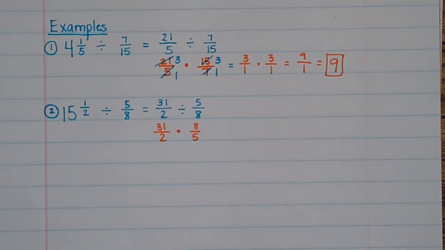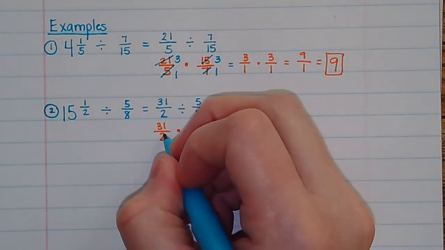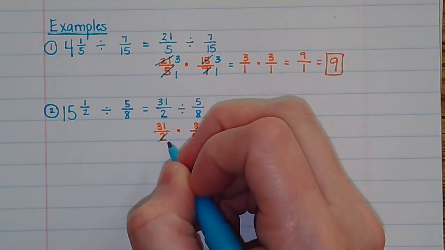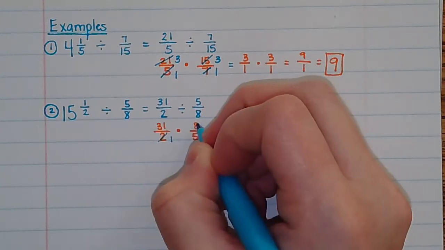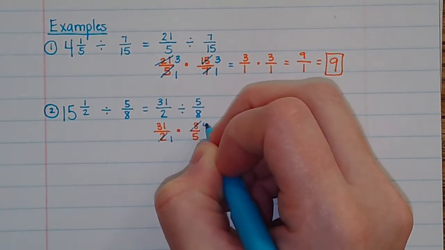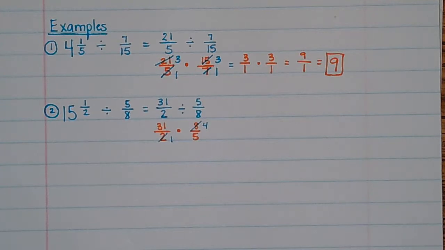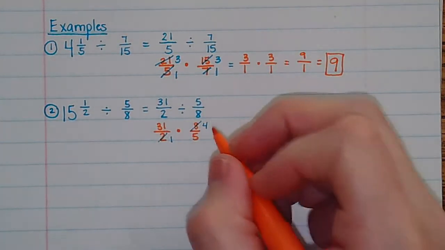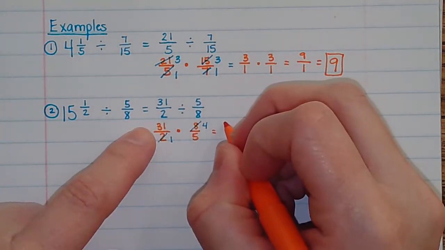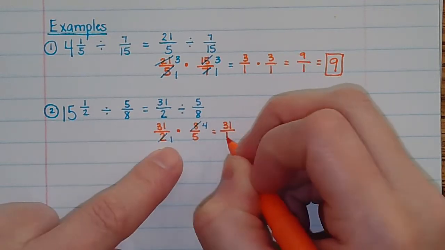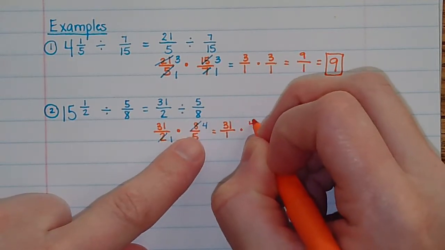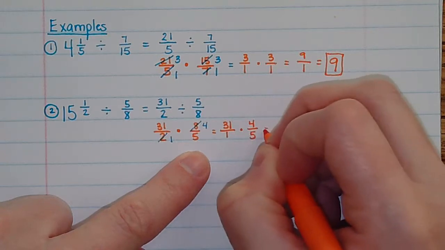Okay? Unfortunately, there's nothing I can cross cancel with 31 and 5. That's just not going to happen. But I can cross cancel 2 and 8. What goes into 2 and 8? Well, that would be 2. 2 divided by 2 is 1. 8 divided by 2 is 4. So now my new fraction is 31 over 1 times 4 over 5.